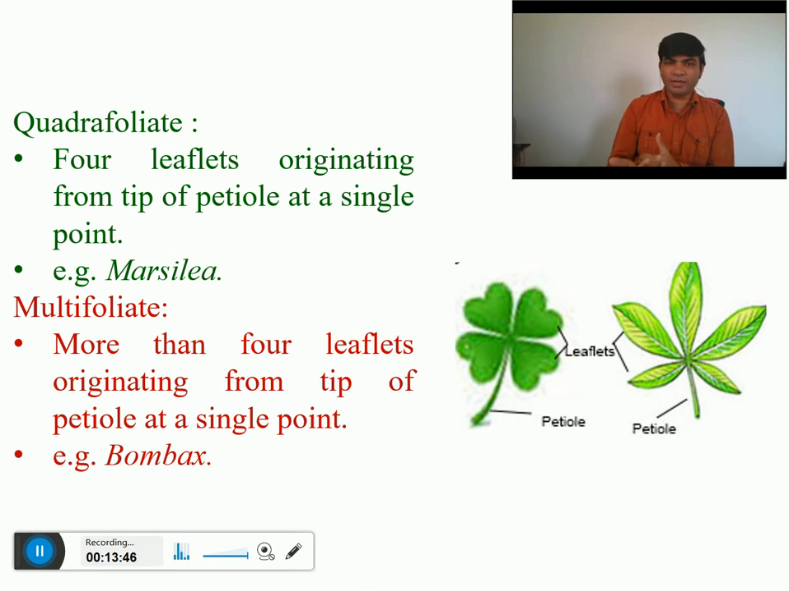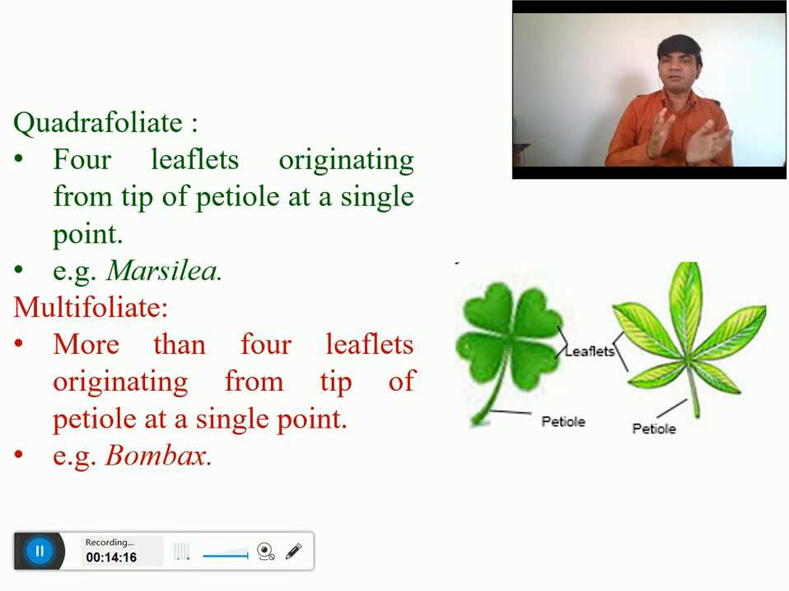And another one is multifoliate. More than 4 leaflets originate from the tip of the petiole, from a single point, and that is called a multifoliate palmately compound leaf. There are a number of examples, for example Bombax. So this is all about the different types of the leaf.